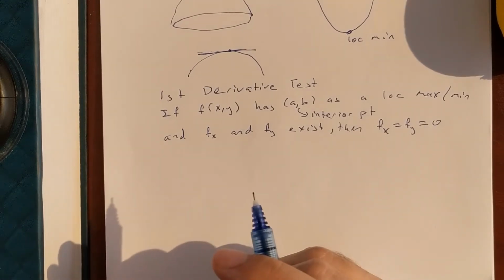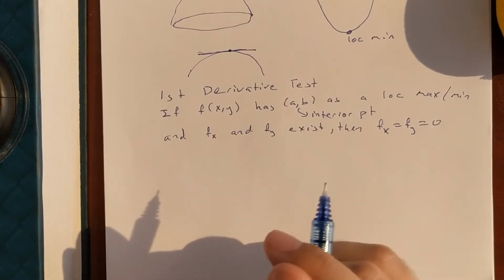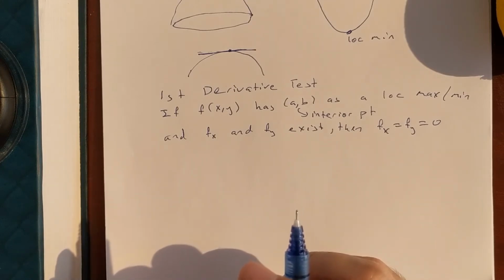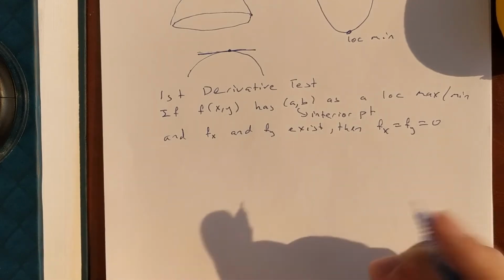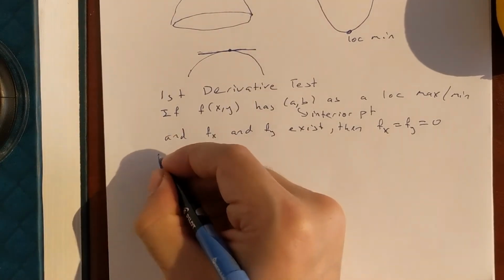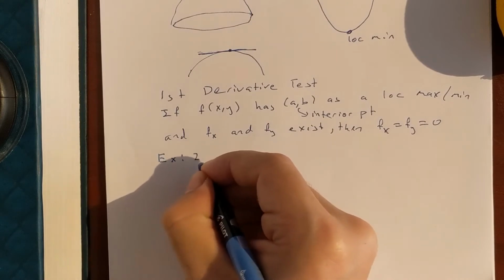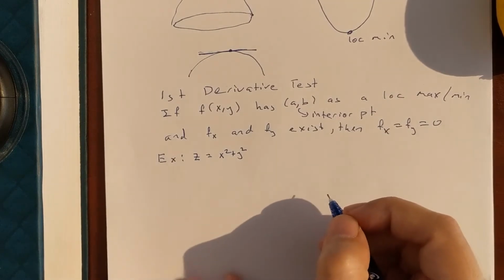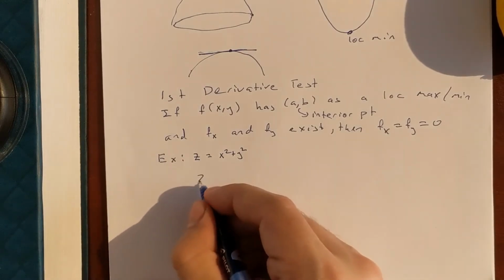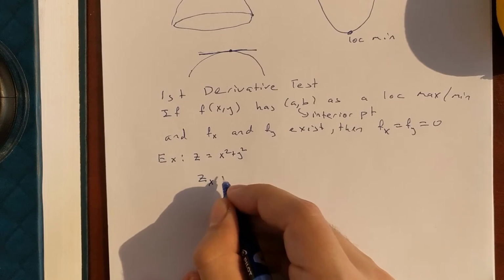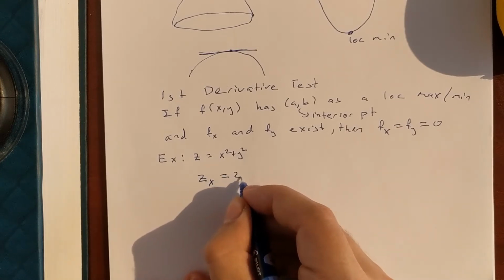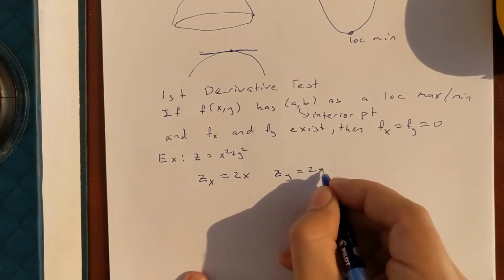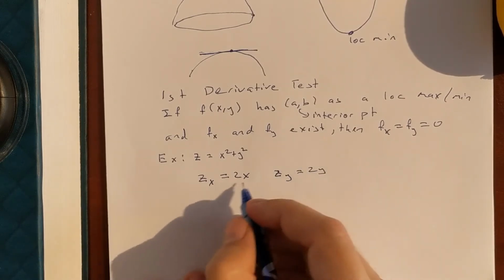Yeah, so let's think about this a little bit, and maybe do a very simple example. Let's say I have z is equal to x squared plus y squared. Okay, so I look at z sub x. This is differentiable everywhere, so you could just get 2x. And z sub y, the y derivative, you get 2y. Okay, so this equals 0.